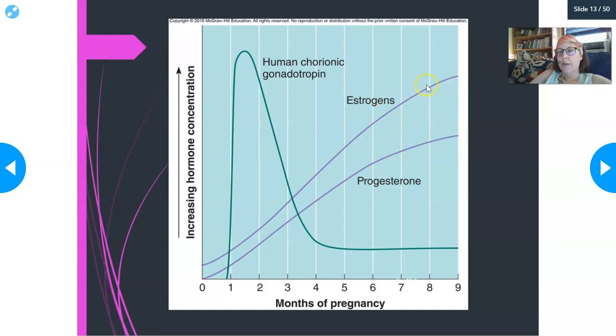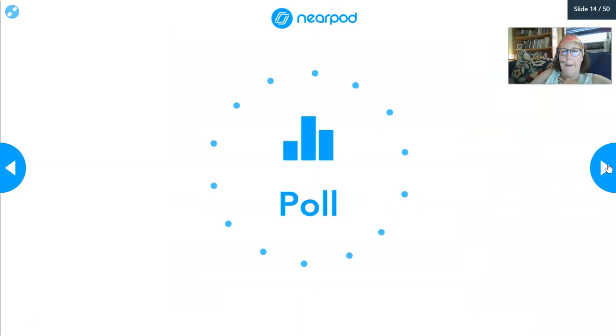So estrogen will be at the highest a few weeks, like 2 to 3 weeks before delivery. And again, progesterone, its job is to block contractions and stuff like that. But as soon as these guys start dropping, you're going to have all the kind of pre-labor stuff kicking in too. So your body is preparing for labor.